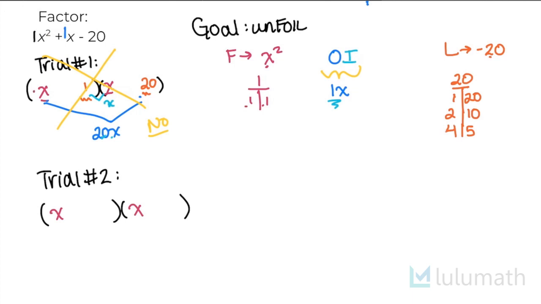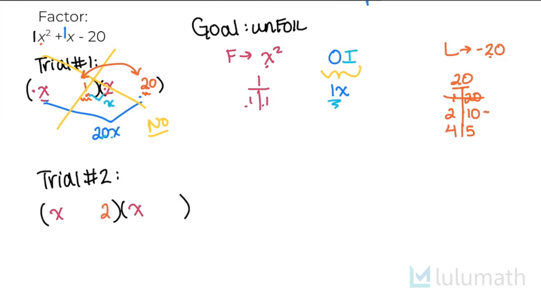Now, because this was 1x in trial number 1 and this is 1x, if I were to swap the 1 and the 20, nothing would change because I'm still multiplying this 20 by the 1x, and I'm still multiplying this 1 by the 1x, which is why this 1x squared, this leading coefficient of 1, is so much easier. So we can cross off 1 and 20 and say, nope, we're done, that's not going to work. Let's try the 2 and the 10.